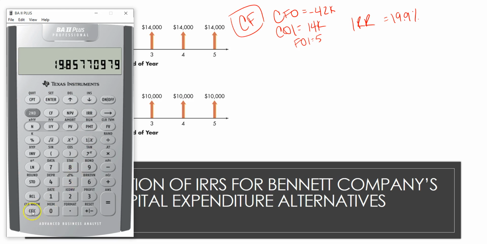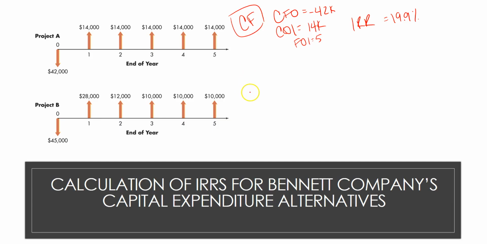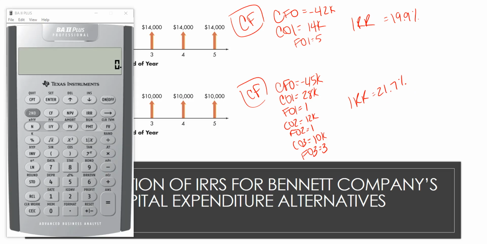So let's do the same thing for project B. Again, we're going to use the cash flow register. Cash flow at time period 0 is a negative $45,000. At time period 1, it's $28,000 with a frequency of 1. Cash flow at time period 2 is $12,000 with a frequency of 1. And cash flow at time period 3 is $10,000, and that occurs 3 times. Push IRR and compute, and you get 21.7%.